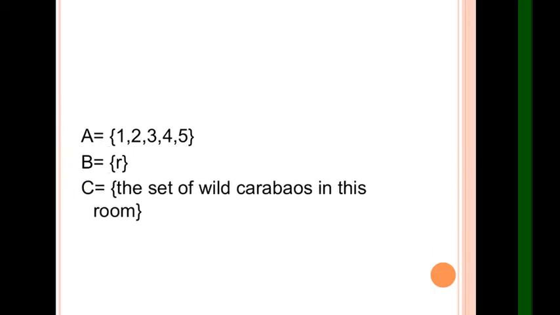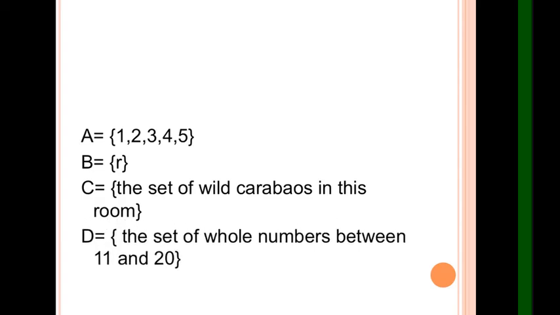Okay? Now, let's proceed to this example. A is 1, 2, 3, 4, 5. B is equal to R. C, the set of wild carabaos in this room. D, the set of whole numbers between 11 and 20. E is 2, 4, 6, 8, 10, 12.